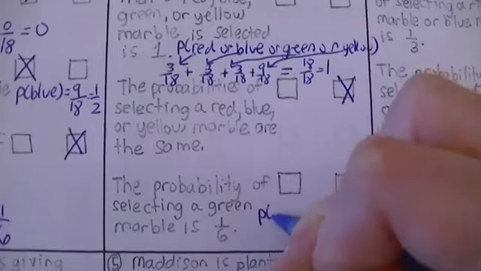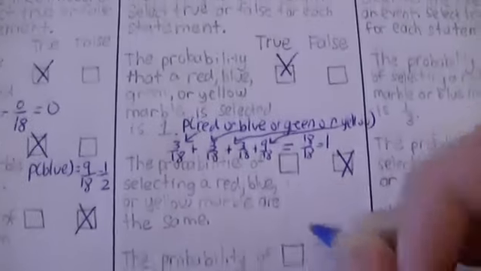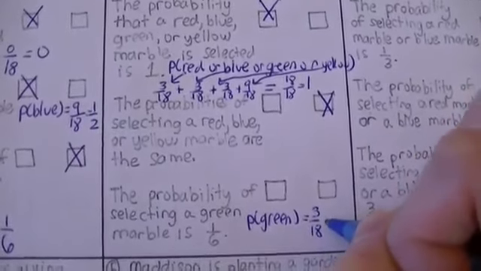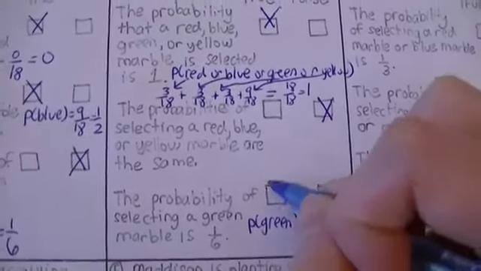The probability of selecting a green marble is 1/6. So let's check the probability of getting green. Green, there were 3 out of the 18. 3/18 simplifies down to 1/6. So yeah, that's true.